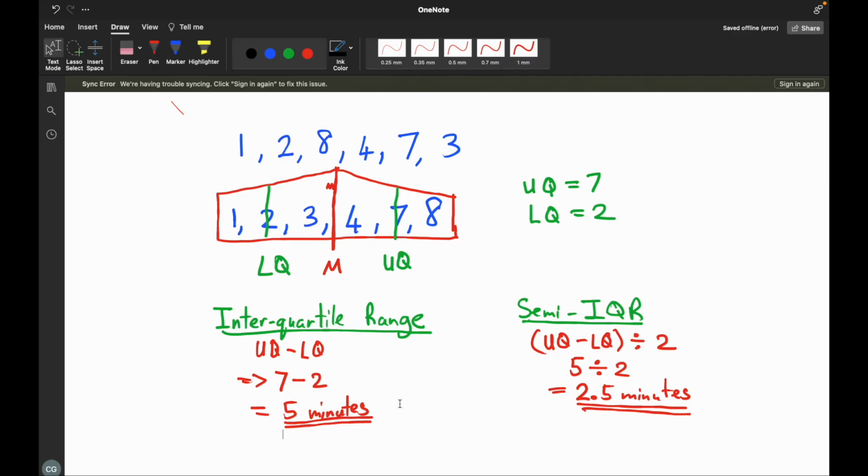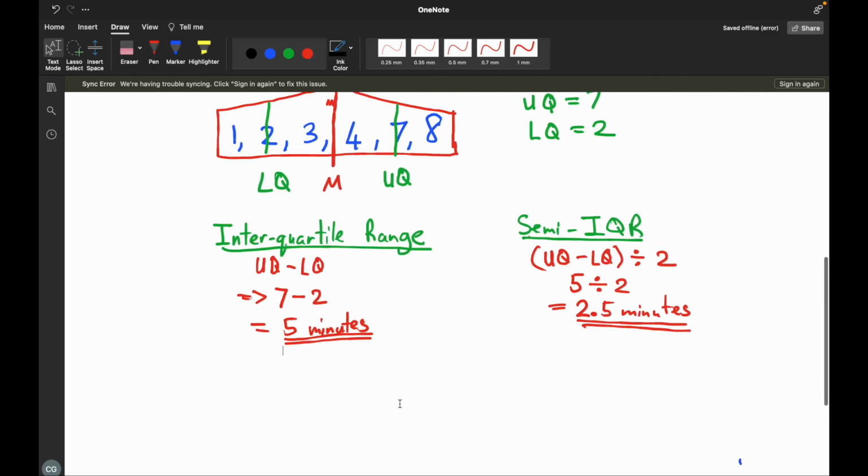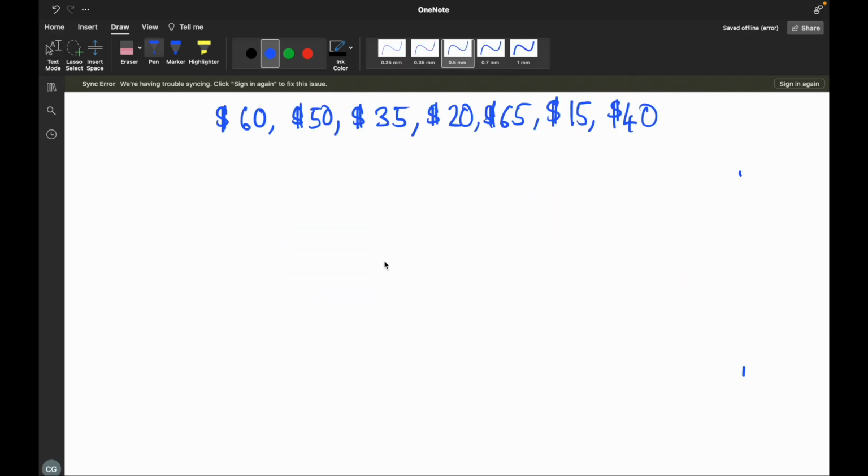So I'll give you another example so you can see how it works in another scenario. So this time, instead of an even amount of numbers, we have an odd amount of numbers. So here we have an odd number of numbers. Now, the first thing I have to do is arrange from lowest to highest. So the first number I'm going to have is 15. Okay. Then 20 and 35, 40, 50, 60, and then 65, sorry. All right.